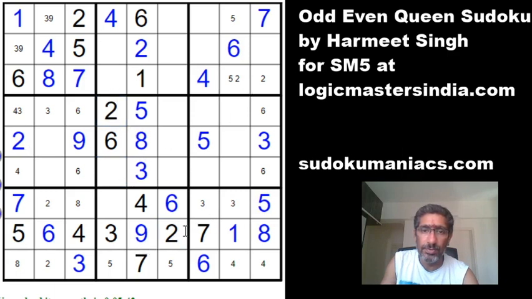So this 2 cannot be a 2 here. It cannot be a 2 here because of the diagonals. So this becomes a 2. So the 2 is eliminated. This becomes your 2, so this is 4, 2, 2.